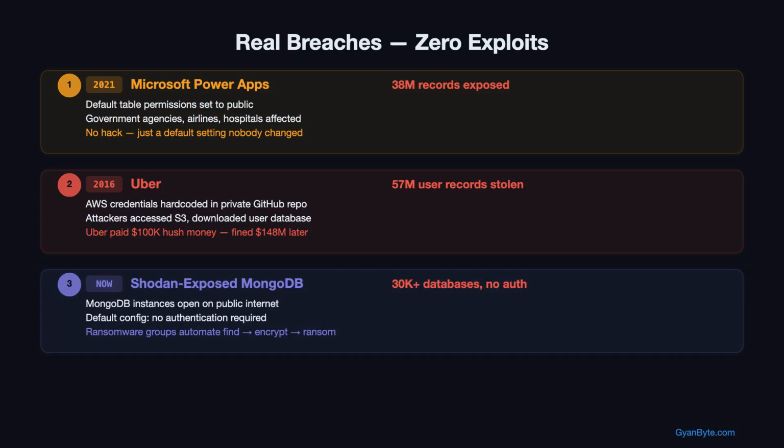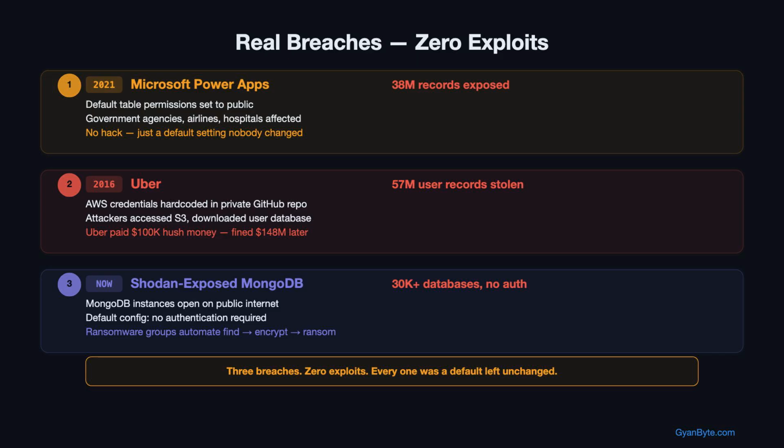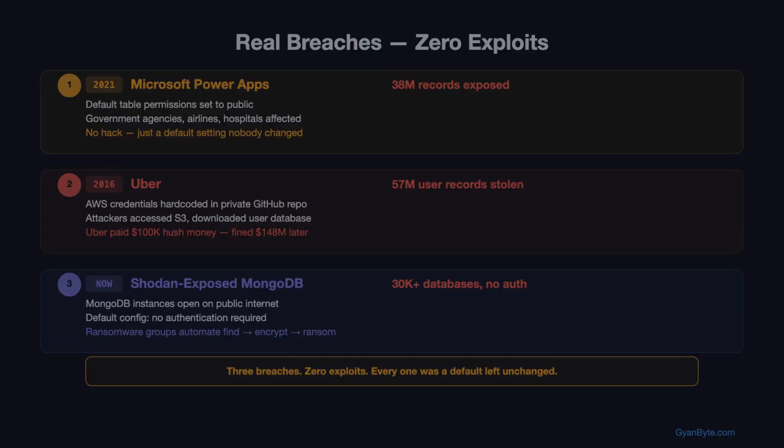Shodan. Right now, today, over 30,000 MongoDB databases are exposed on the public internet with no authentication. Ransomware groups have automated scripts that find and encrypt them. Default config, no password, data gone. 3 breaches, 0 exploits, everyone has a default left unchanged.